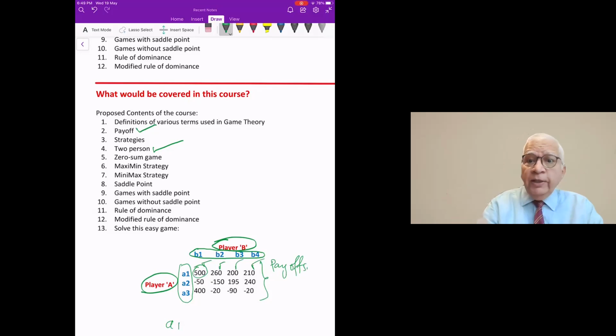And now, given the payoff matrix, we have to find out which strategy player A should play and which strategy player B should play. So we'll come to that in the next class.